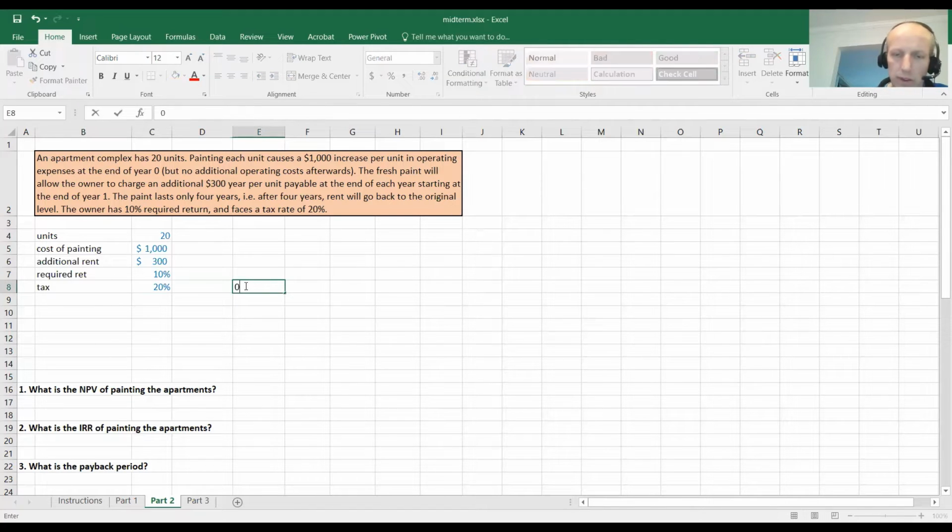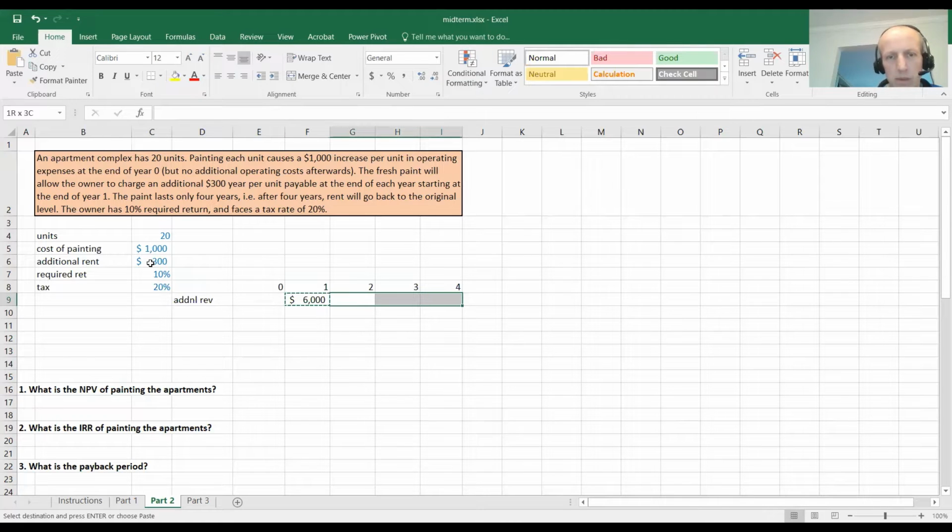So we know that we have year 0 where we're going to pay $20,000, and we have years 1, 2, 3, and 4. The easy part is we know the revenue, so additional revenue is, well, it's going to be 20 units times 300, and we're going to lock these things in. That's $6,000 per complex.